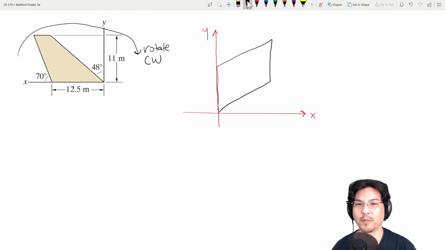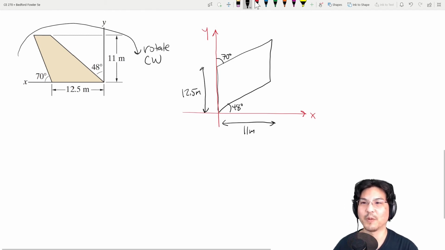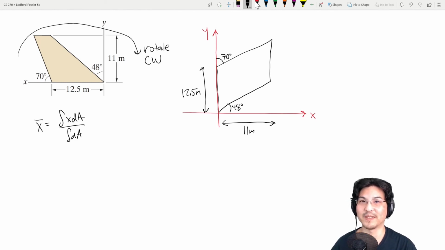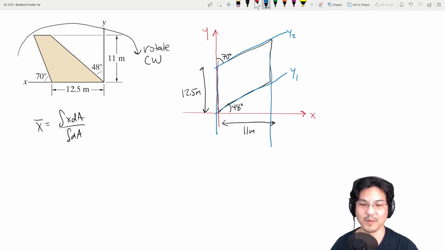And then here to here is 12.5. Here to here is 11. And then the angle here is 70, and the angle here is 48. Okay, so if we want to find the centroid, let's say if you want the X component, you have to integrate like this. But then we'll need the limits of integration in X and Y. So in the Y direction, it's going from this function to this function, like from Y1 to Y2. And in the X direction, from here to here, from 0 to 11.